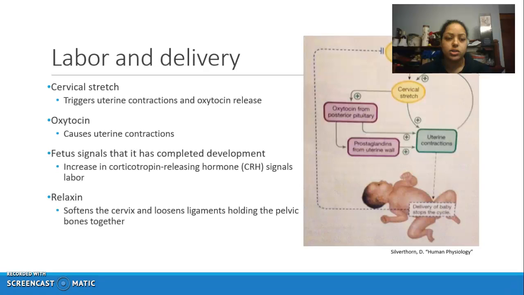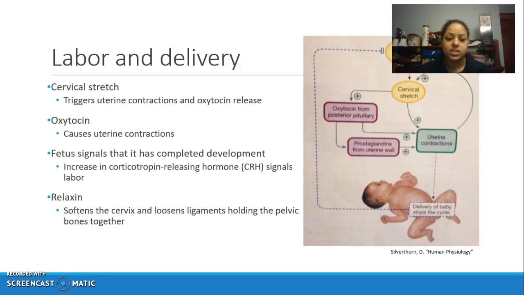And finally, we will look at the triggers of labor and delivery. Now, these include cervical stretch, which will trigger the uterus to contract, as shown in the figure, and it will also trigger the release of oxytocin from the posterior pituitary. And oxytocin will then in turn trigger uterine contractions as well.